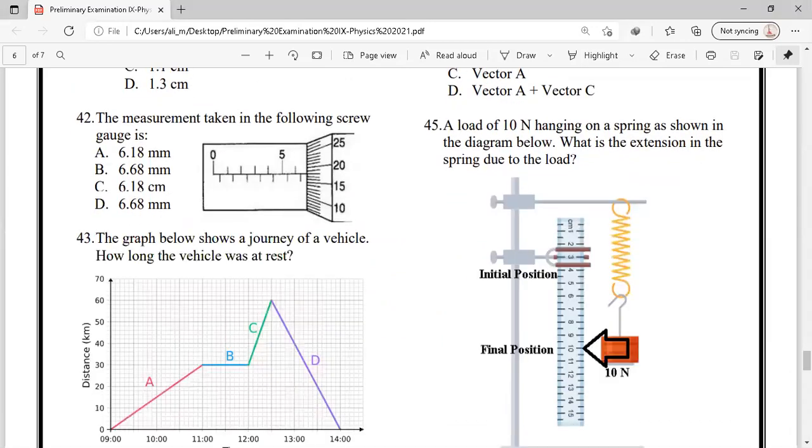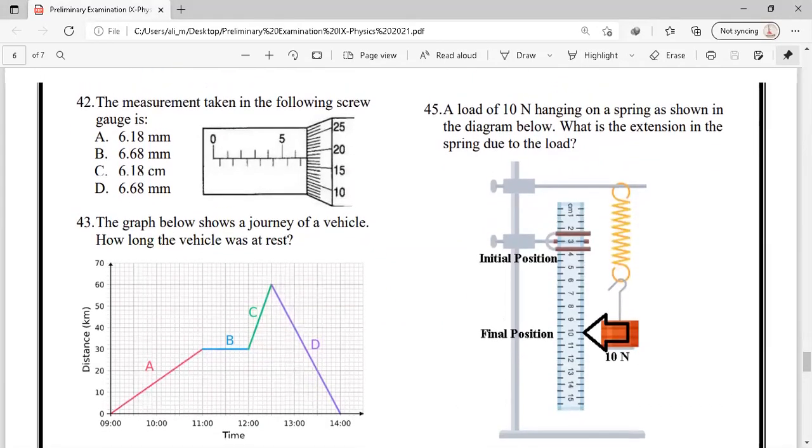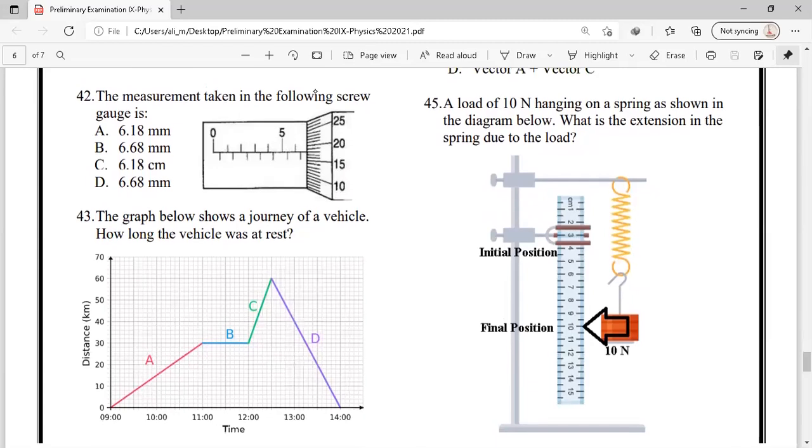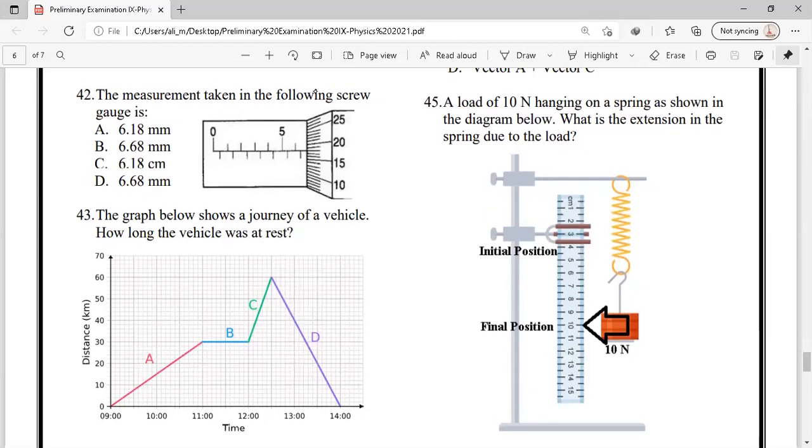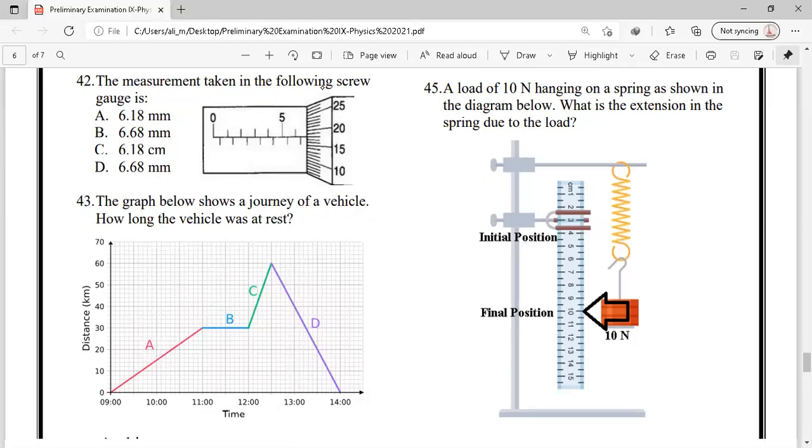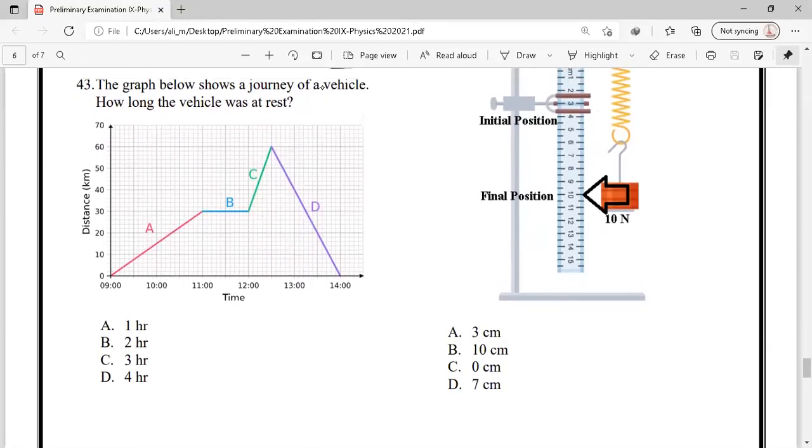Let's see question number 45. In this question, a load of 10 Newton is hanging on the spring as shown. And what is the extension of the spring due to the load? हमें extension identify करनी है. So as we can see that the initial position is 3.